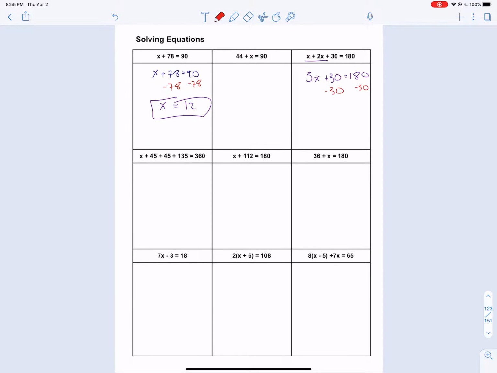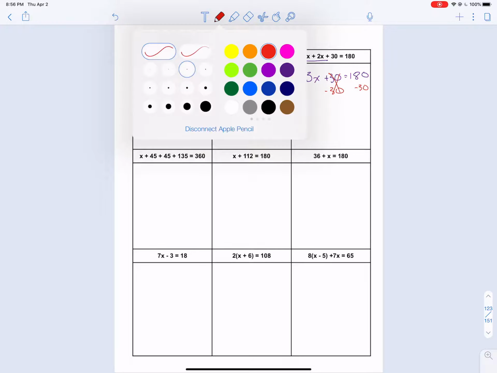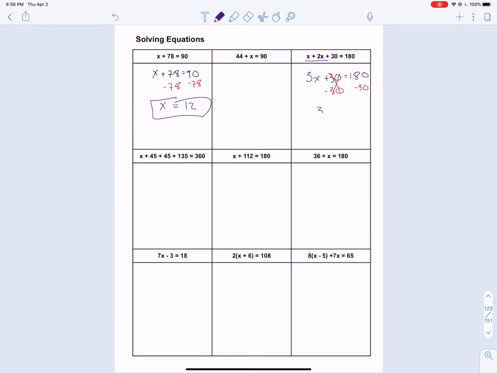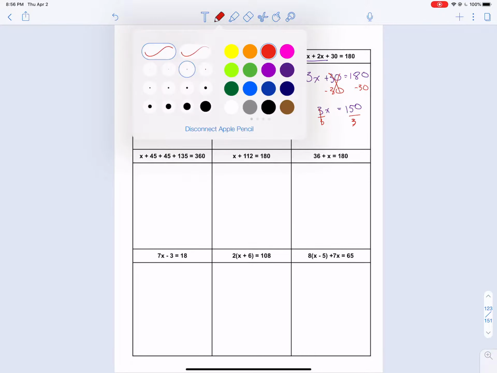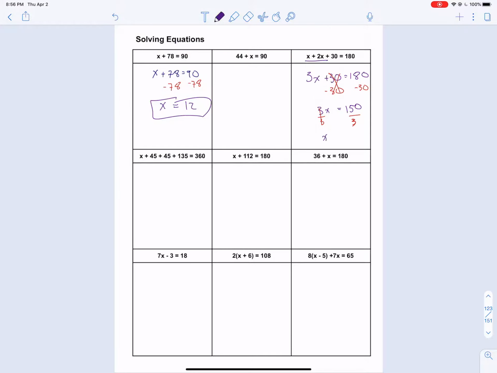Subtract 30 on both sides, so that makes it 0. That leaves us with 3x equals 150. And then we have one more step, which is our division. Divide by 3 on both sides. So that's a 1. And then 150 divided by 3 is 50.